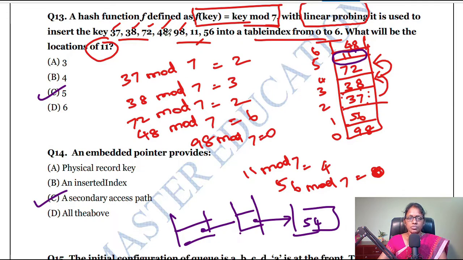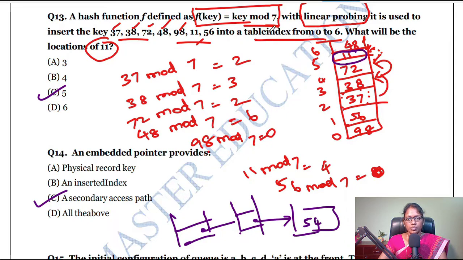And the next one is 48. So 48 mod 7 equal to 6. So 48 is stored in the 6th location. And 98 mod 7 equal to 0. So in the 0th location 98 is stored. And 11 mod 7 is 4. But the 4th location is already occupied. So as per the linear probing technique, I am going to the 5th location and searching. The 5th location is vacant now. So the 11 is placed in the 5th location.